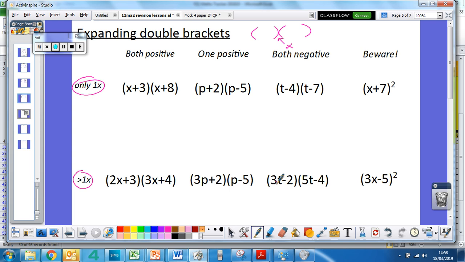Sometimes there's a positive in each bracket, and they're the easiest because there's no negative numbers to deal with. Sometimes you get one of them positive, one of them negative. That's, I would argue, one of the most dangerous ones, because you're going to have to multiply negative numbers and add and subtract negative numbers. There's 2 opportunities to go wrong with negative numbers. I guess with both negative, you also run the risk because you're going to be dealing with negative numbers again.